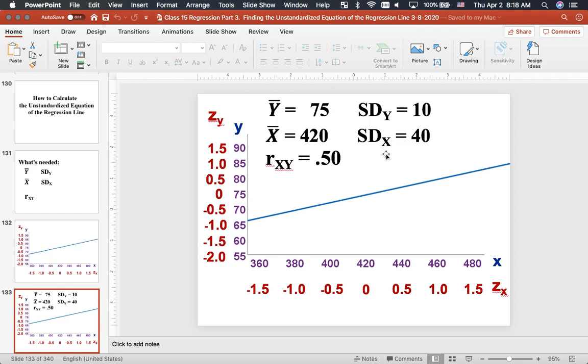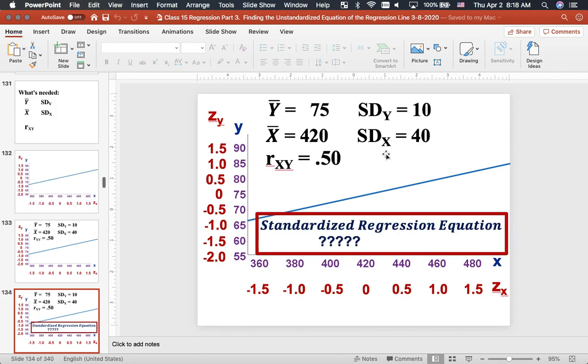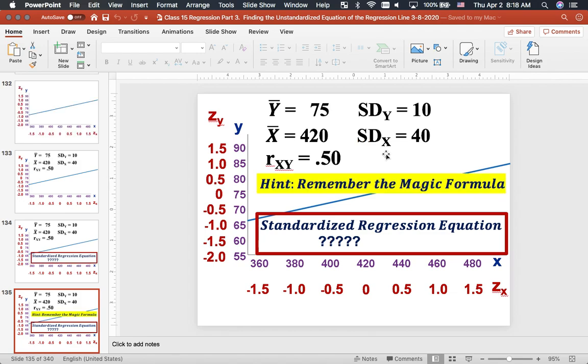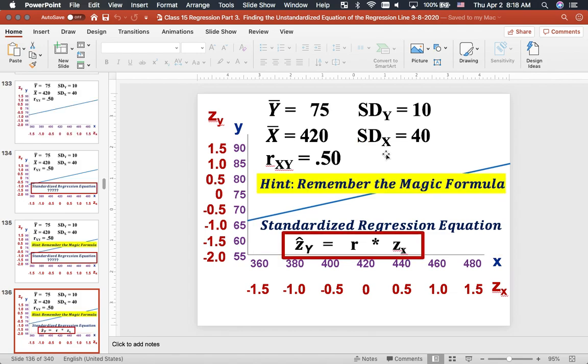And here's our information. We see that the mean of y is 75, SD of y is 10, mean of x is 420, SD of x is 40, and the correlation between the two is 0.5. Okay, let's figure out the standardized regression equation. So we can use the magic formula. So we can just do this right here. So z hat of y equals r times z of x.